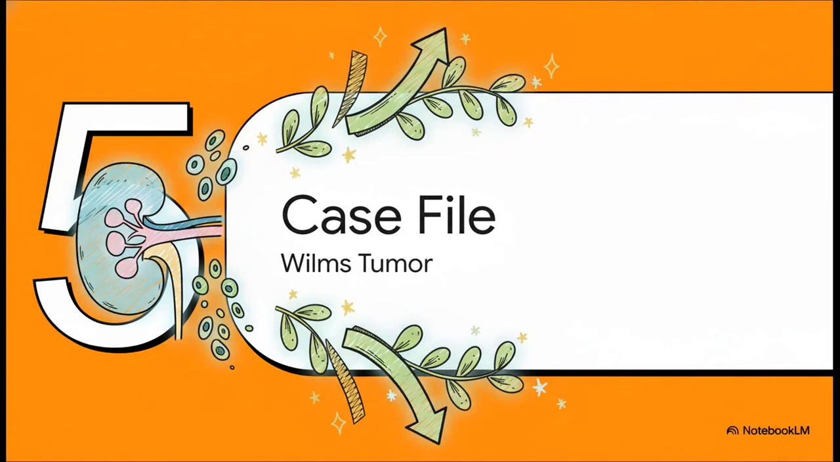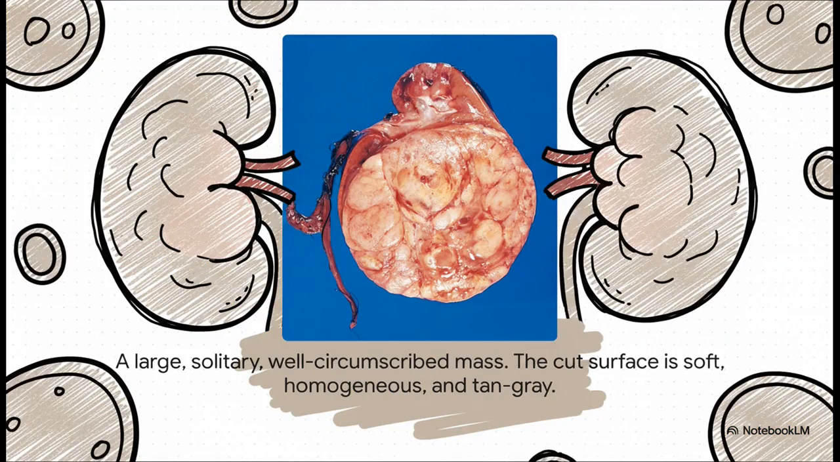All right, let's move to our next big case file. Wilms tumor, also known as nephroblastoma. This is the most common primary kidney tumor in children. And you know what? Unlike our last case, this one is a major success story in pediatric oncology. So this is what it looks like grossly. A large, solitary, usually well-circumscribed mass that's often replacing a big part of the kidney. When you slice it open, it's typically soft, kind of tan gray, and looks pretty uniform.